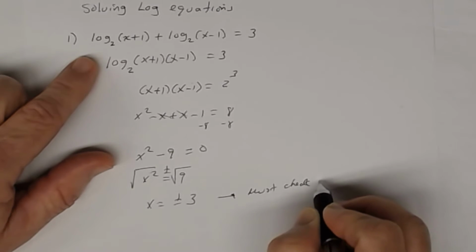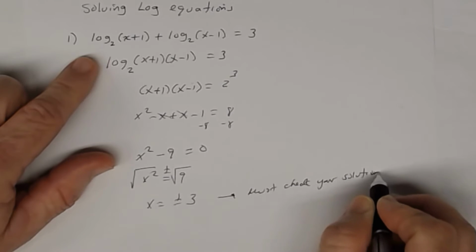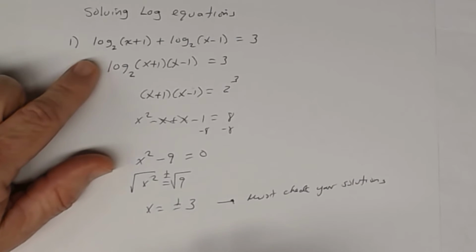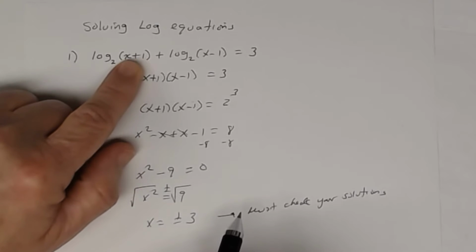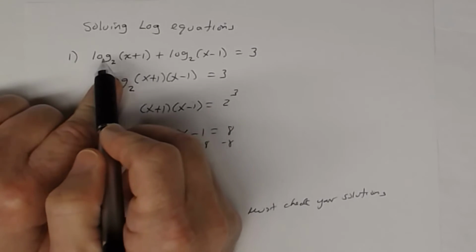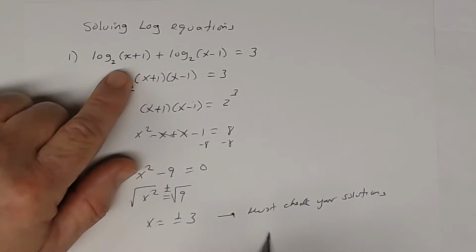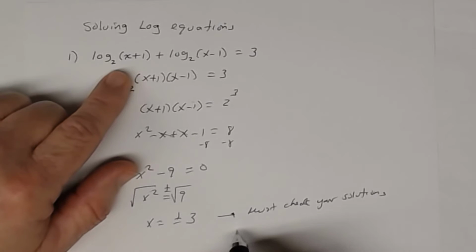So you must check your solutions, and basically all you do is go back to the original problem and make sure that the argument is positive. You can only take the log of a positive number. That's one of the lessons that you've learned. Okay, so let's check 3.